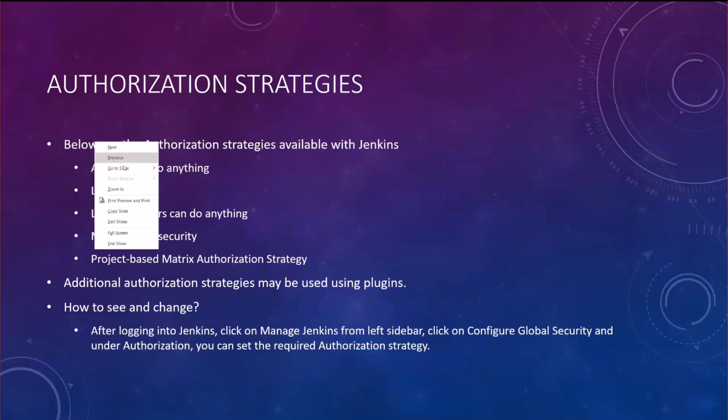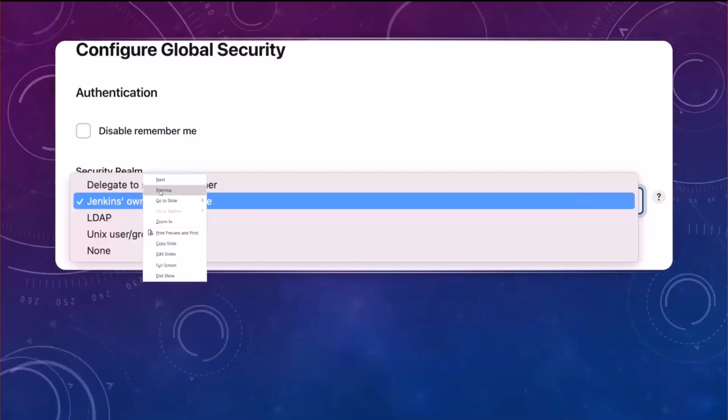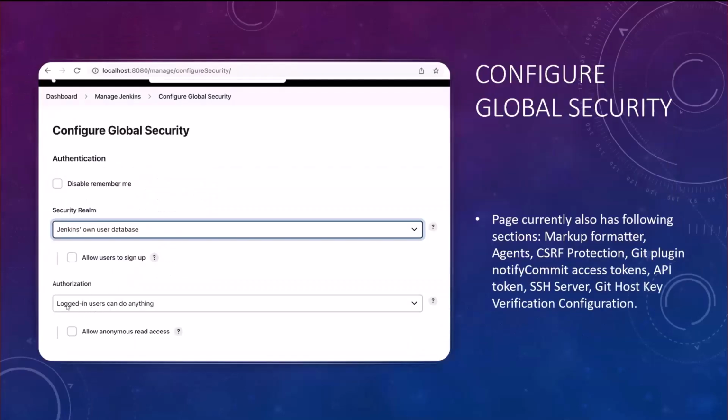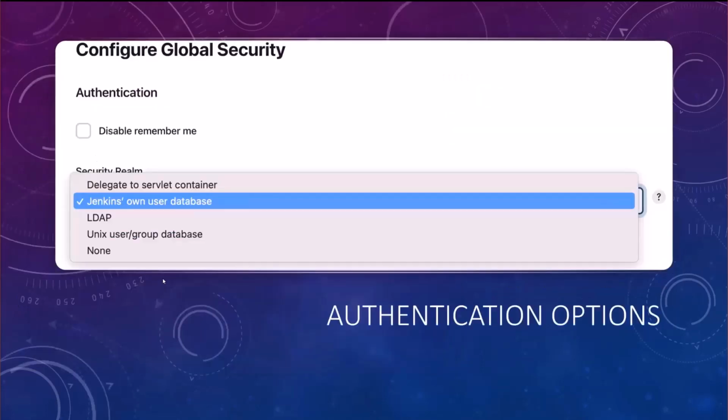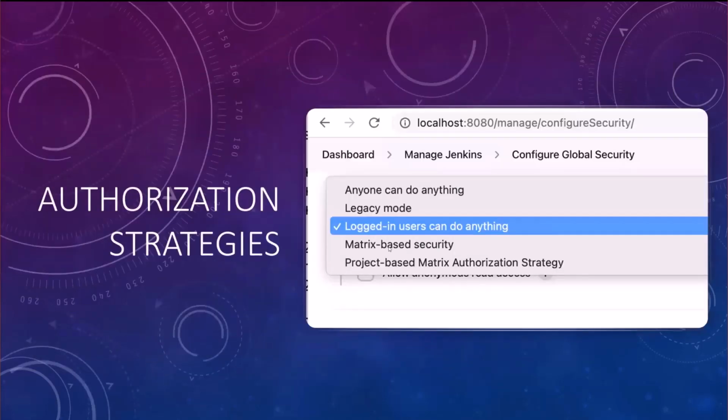So what was the default? The default was logged in users can do anything. That is why by default, whenever I create a new user, he can also do anything. You can try it out by logging in with that new user you created and seeing all the options in the dashboard. In that authorization strategies drop down, you have the options: anyone can do anything, legacy mode, logged in users can do anything, matrix-based security, project-based matrix authorization strategy.